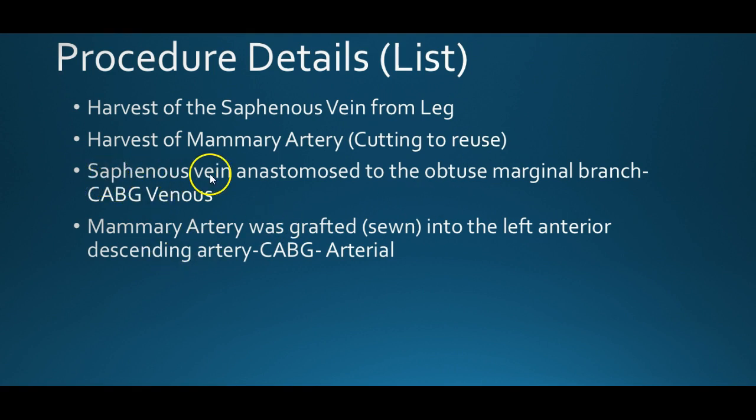The saphenous vein was anastomosed or sewn to the obtuse marginal branch. This is the coronary artery bypass graft venous. The mammary artery was grafted or sewn onto the left anterior descending artery. Coronary artery bypass graft arterial. Okay, so before we get into the coding portion, I want you to see the end result of what happened.